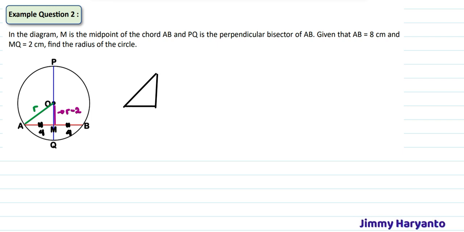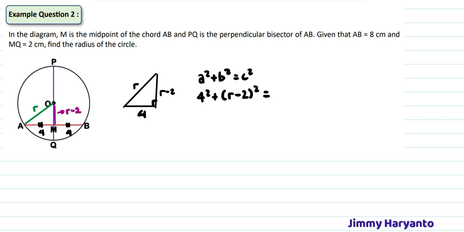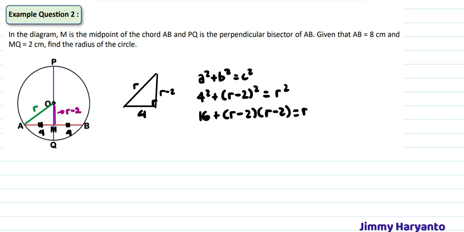It's like this. This one is a right angle, this one is 4, this one is R minus 2, and this one is R. Let's use Pythagoras theorem to solve this. A square plus B square equals C square. The A square is 4 square. The B is (R minus 2) square. The C will be R square. So this one is 16. This one you have to expand it like this, equals to R square.